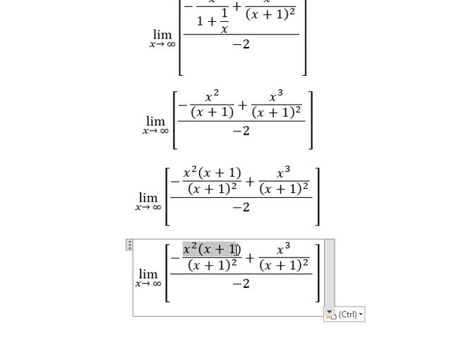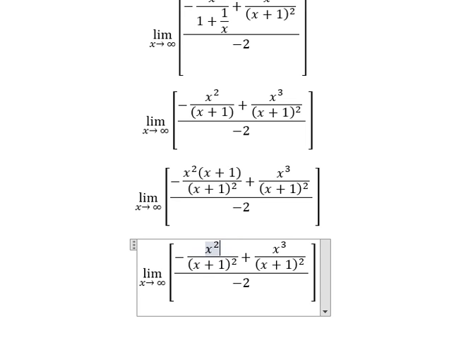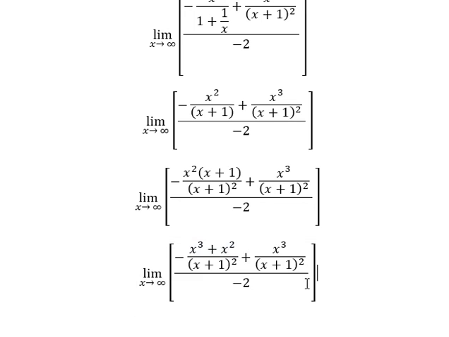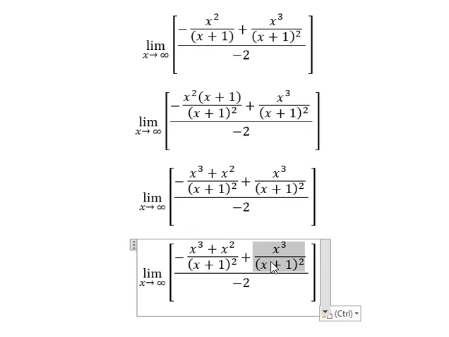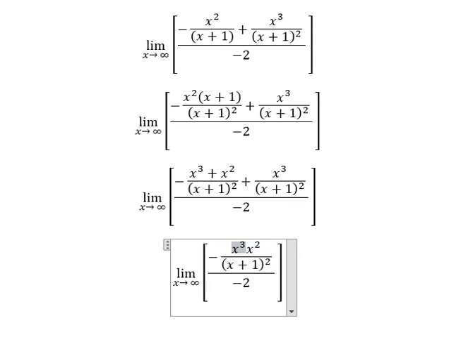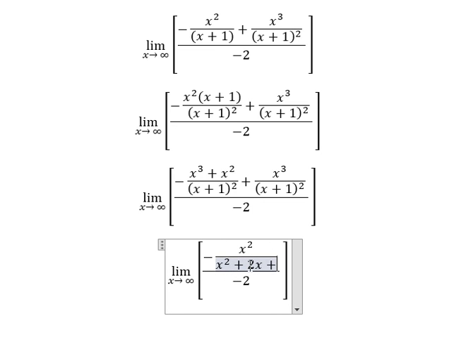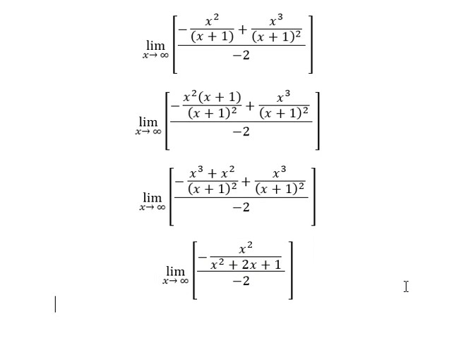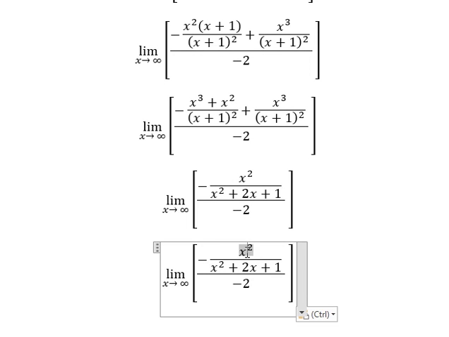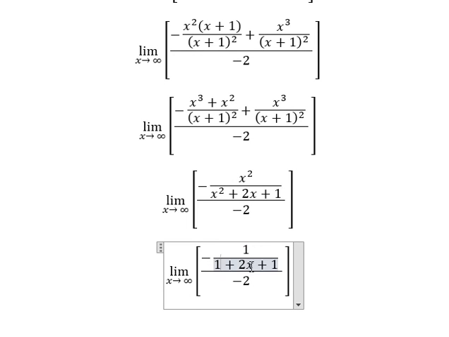Now we need to expand this one. Now negative s to the power of 3 plus s to the power of 3, they simplify. And now we just have like this. Next, this one that is s squared plus 2s plus 1. Now we need to divide by s squared on numerator and denominator.